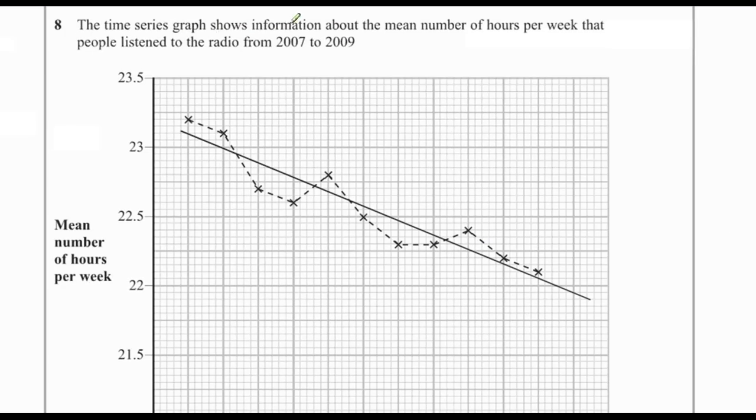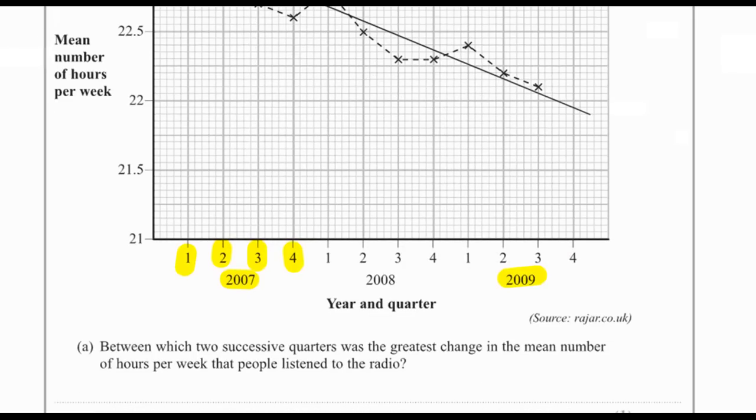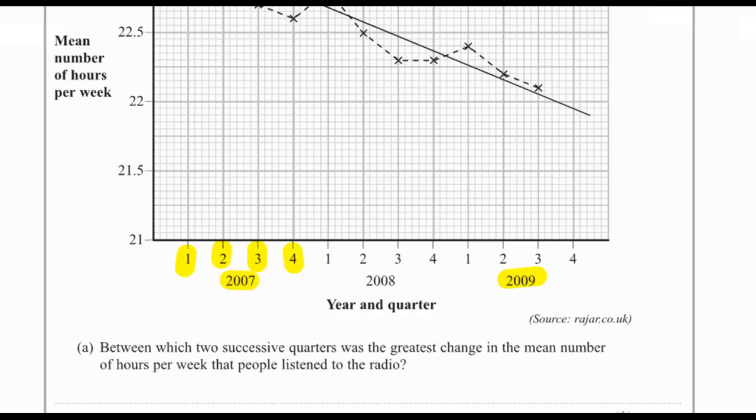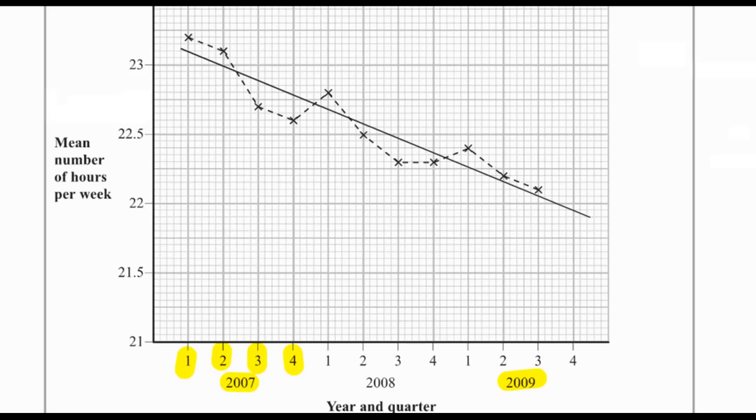Question 8. A time series graph shows information about the mean number of hours that people listen to the radio from 2007 to 2009. So we've got 2007 up to 2009, and each year is split into 4 quarters. Between which 2 successive quarters was the greatest change in the mean number of hours per week that people listen to radio? So what you need to do is think, going from one cross to another, when has it gone up or down the most?